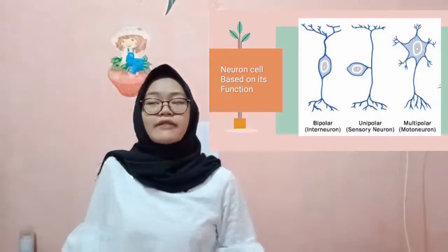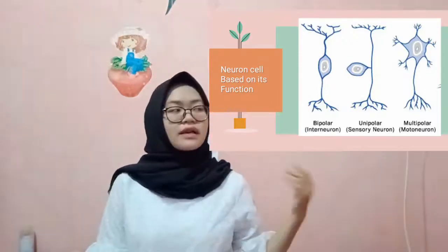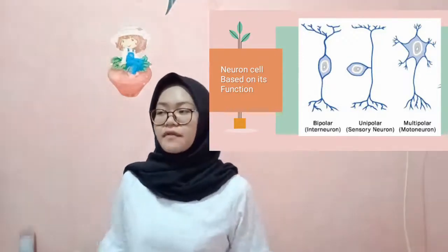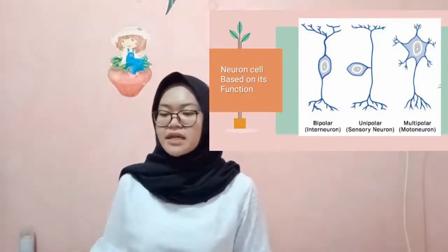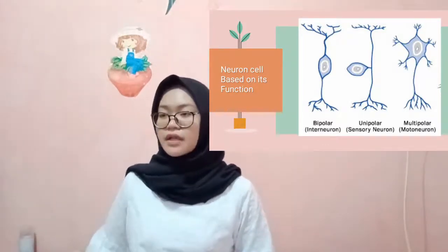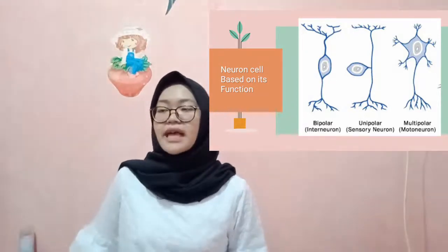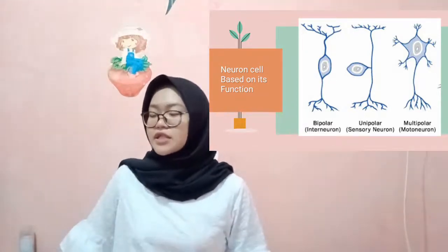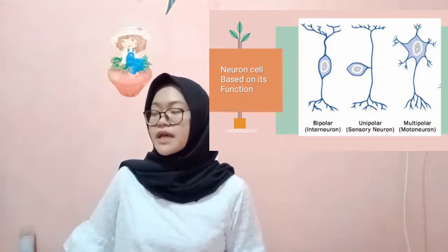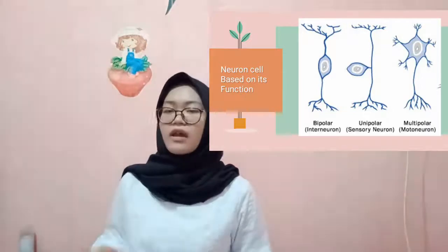Okay, so I will mention the specific information about these three types of neuron cell. For the first, there is the motoric neuron. It has the function of carrying the stimuli from the CNS, or central nervous system, to the effectors, and it has structures like short dendrites and long axons.